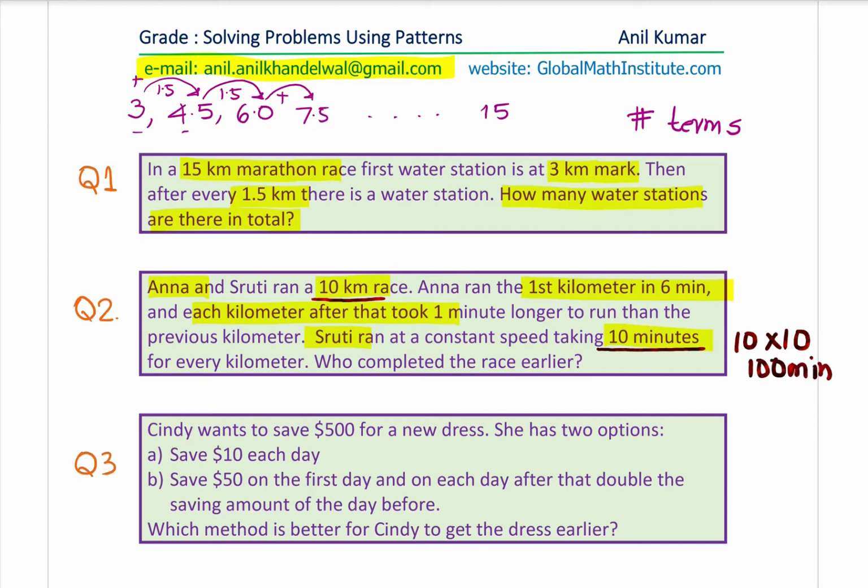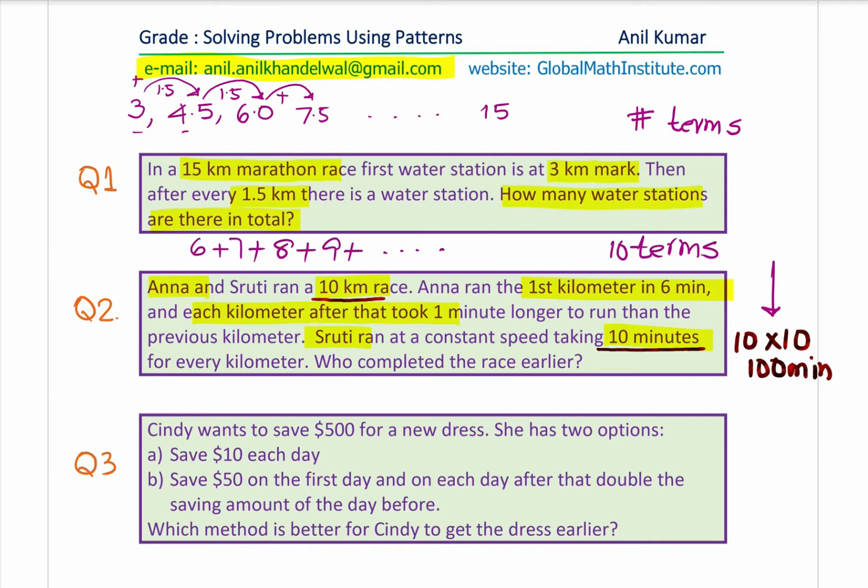Now we have to find how much time Anna took. Okay, so 10 kilometers. So you need to have 10 terms, correct? First kilometer she ran in 6, and then she added 1 minute more each time. So 6 plus 7 plus 8 plus 9 plus so on, correct? And how many such terms should you have? You're looking for 10 terms. You need to find the sum and then compare this sum with 100 minutes. If it is less, Anna is faster. If it is more, Shruti is faster. Correct? That is the strategy.